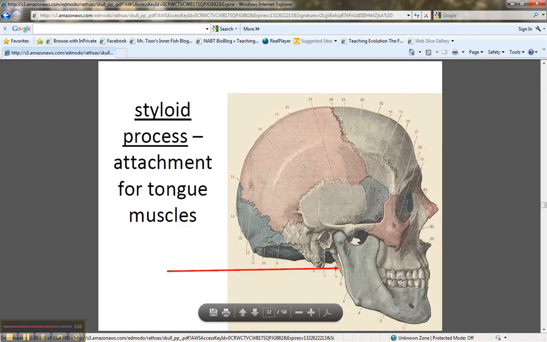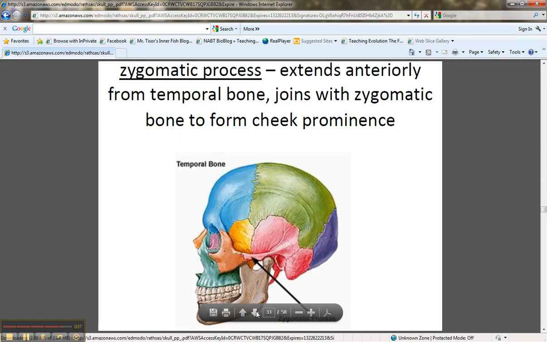There's also a process called the styloid process, and this one is rather easy to identify simply because it is a pointy structure, and it is an attachment for tongue muscles. If you look at it, it is directly behind the mouth, and so it makes sense that it would be an attachment for tongue muscles.